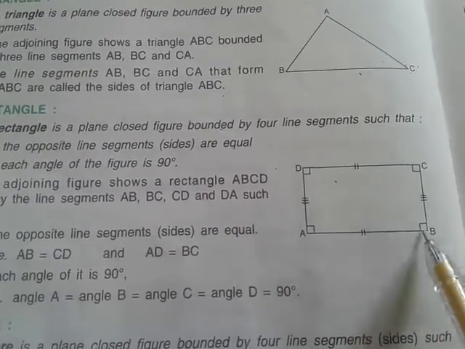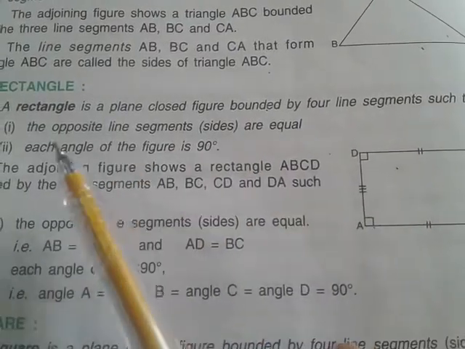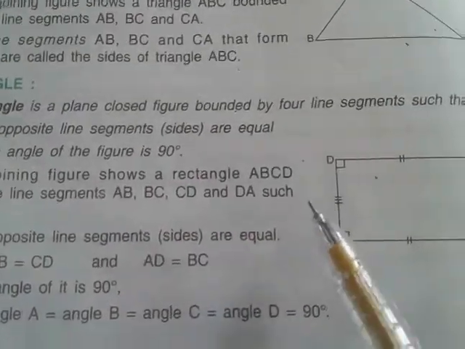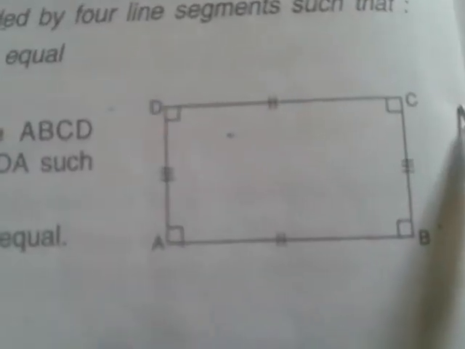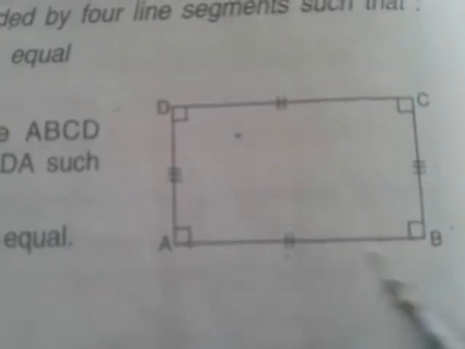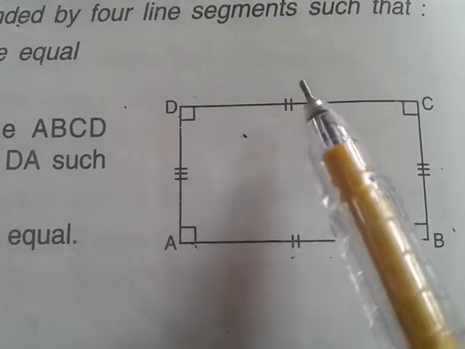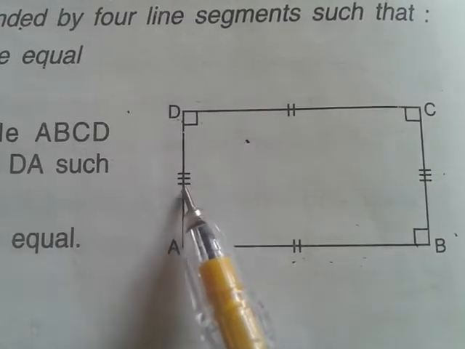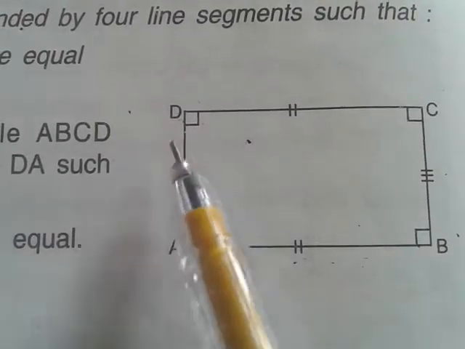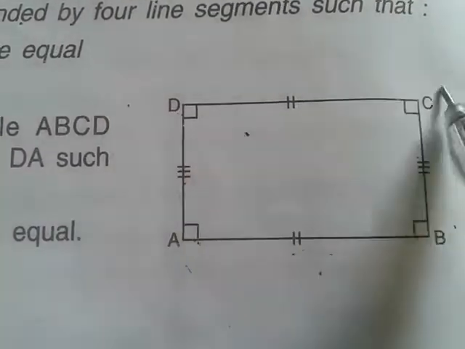So segment AB, segment BC, segment CD and segment DA. They are bounded in such a way that the opposite line segments are equal, or we say the opposite sides are equal. So here AB and DC are equal in length. See, here there are two marks. You can see there are two marks, here also two marks. These two marks indicate that this line is equal to this line. Here there are three marks: 1, 2, 3, 1, 2, 3. So we say that DA is equal to BC. Sometimes it is only one, one. So that means these two are equal.